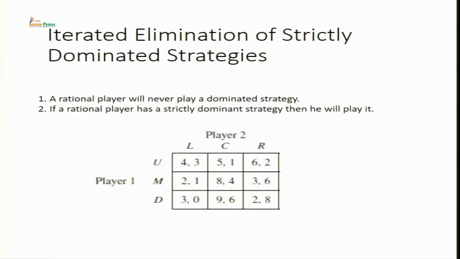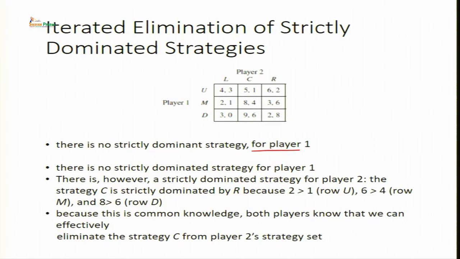Similarly, we can have this example. If we pay attention in this game, we see that there is no strictly dominant strategy for player 1, and there is no strictly dominated strategy for player 1. These are the two observations that you can make looking at this game. But if you see, there is a strictly dominated strategy for player 2. For player 2, strategy C is strictly dominated by R. So, this is C, this is R. By C, this person is getting 1, 4, 6.